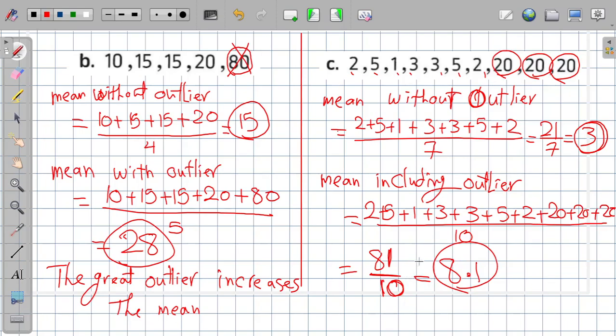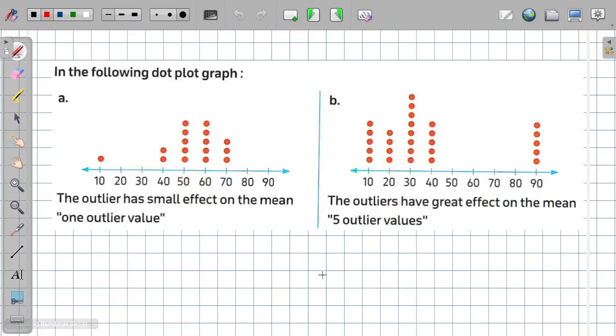So I think the greater outlier increases the mean. This is like this because I have a greater outlier and the mean will increase. Okay, so look again. Here I have dot plots. The first one has only one outlier value, and the second one has 5 outlier values.